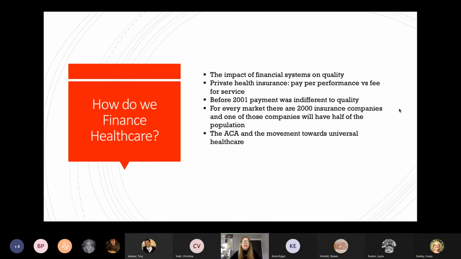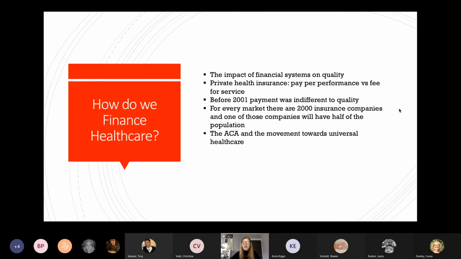So a consistent theme in this course was that how you pay for your healthcare has a huge impact on the quality of your healthcare, and a lot of that has to do with the psychology of the doctors being paid and how the money moves through the system, but it does have a very big impact. And obviously, the US has a private health insurance system, a multi-payer system. And there are two main ways of paying for health care, which are pay per performance and fee for service.